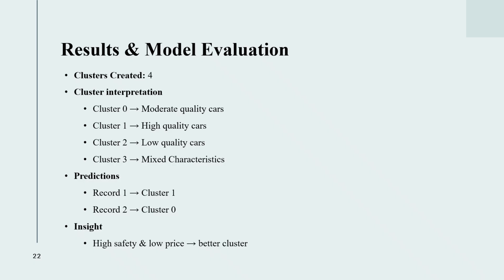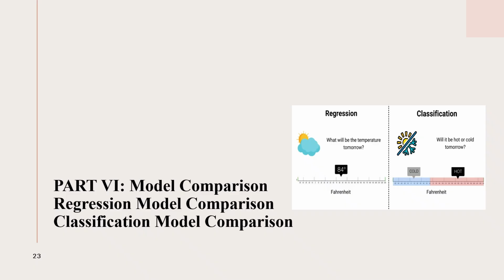However, since the dataset originally contained categorical variables that were converted into numeric values, some overlap between clusters may occur, which is expected. Now, let's compare the performance of regression models and classification models.